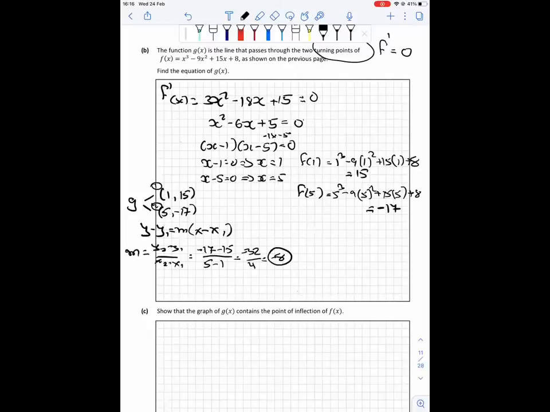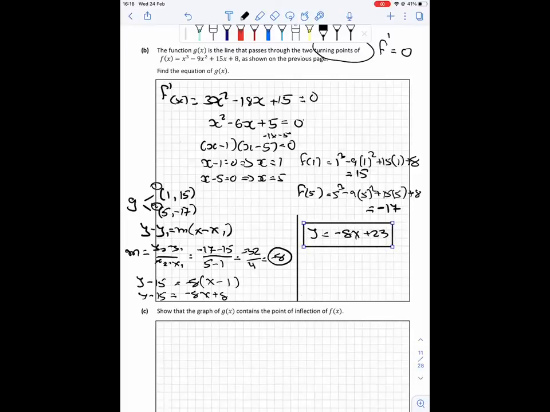And I'm going to stick it all together. So y minus y1, I'll take y1 as 15, equals minus 8 times (x take 1), which I will multiply out. And then when we tidy it up, we will get y equals minus 8x plus 8 plus 15, which is plus 23. So that's the function g of x.